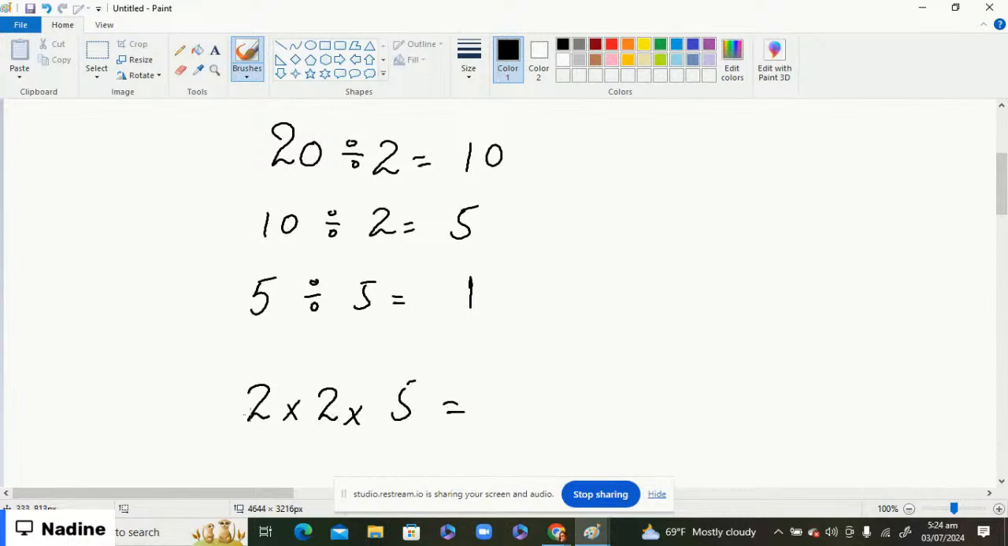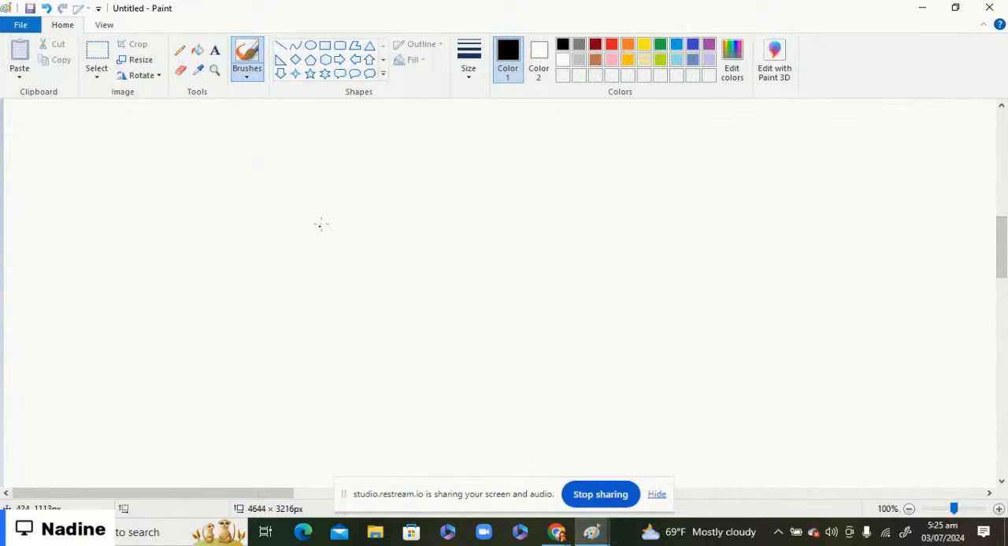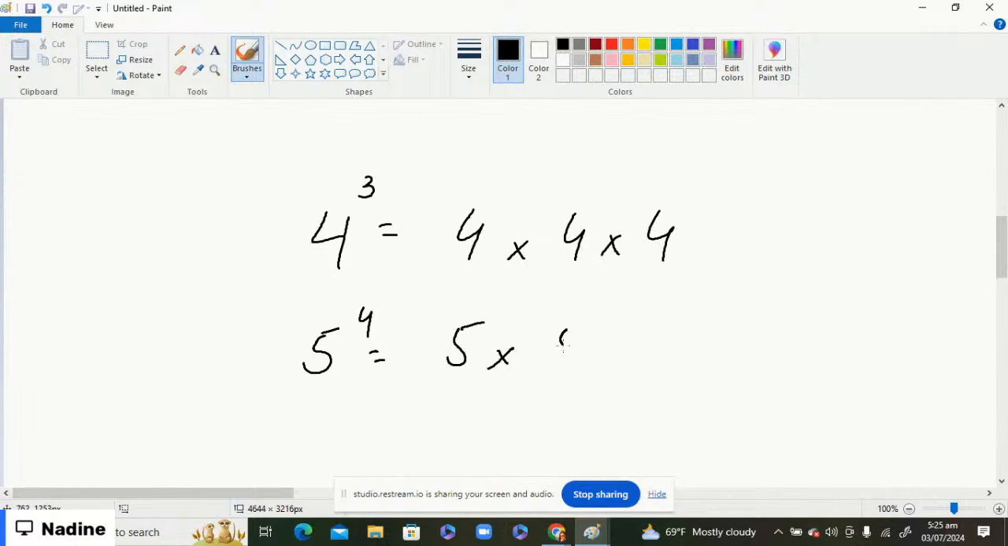Now you can write it this way. First of all, let me tell you 2 power 2 and 5. What does this mean? I'm telling you now. If you have a number like 4 power 3, what does it mean? It means that you are going to write 4 three times. If you have a number like 5 power 4, what does it mean? You are going to write 5 how many times? 4 times. This shows how many times this number is repeated.